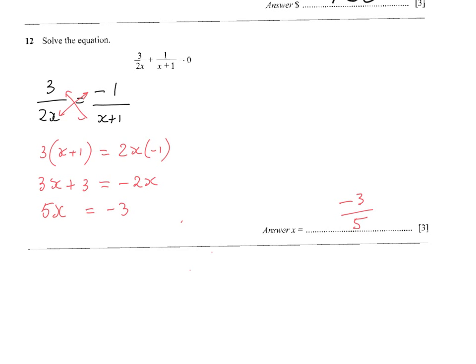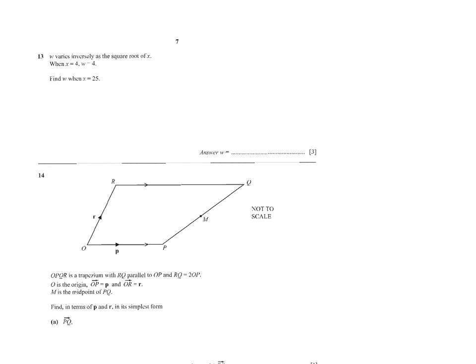Okay, question 13 already. Question 13 says, w varies inversely as the square root of x. When x is 4, w is 4. Find w when x is 25. So this is inverse proportion, and questions like this, inverse and direct proportion, they follow a particular format. Inverse proportion, as you have learned on my website, is y equals a particular constant over x. Okay, that's inverse proportion. But what do you do? What is your first step?